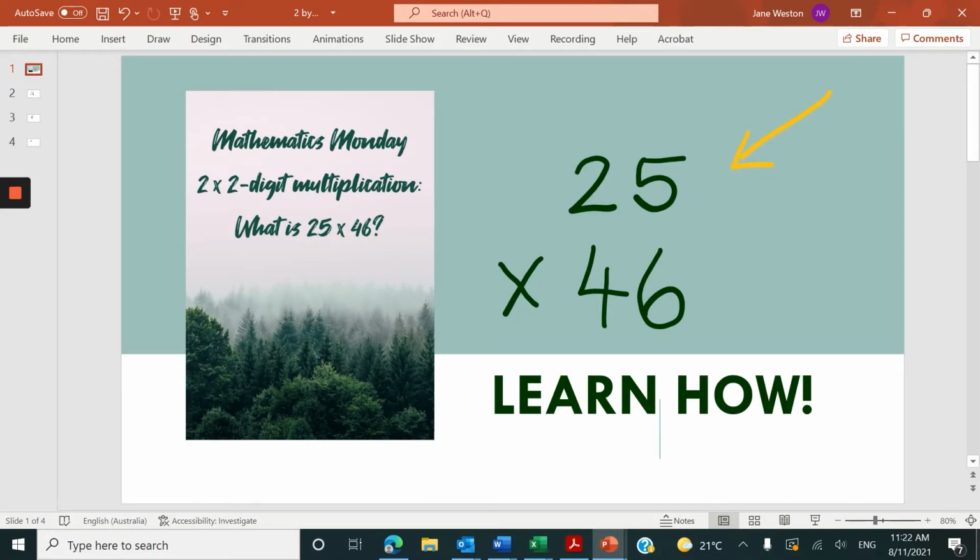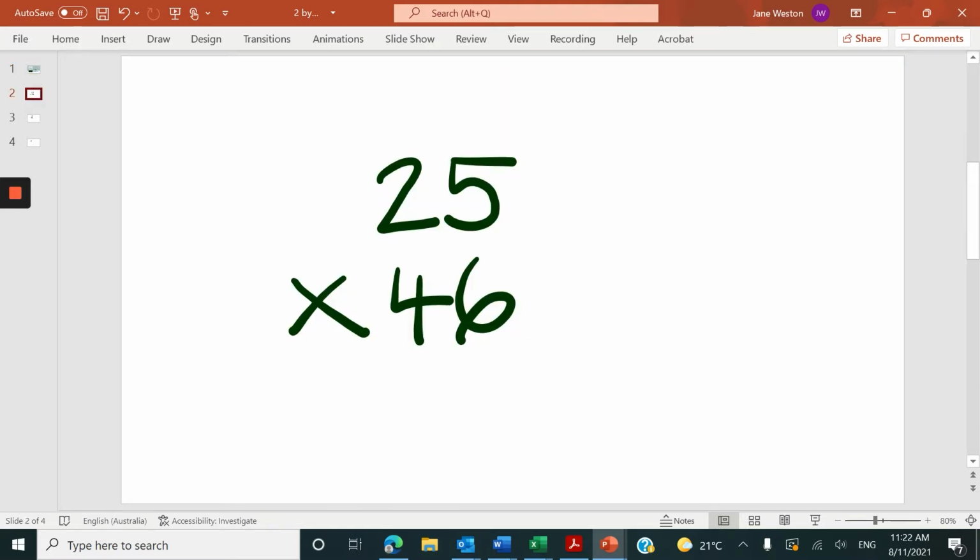Okay, let's get started. You'll notice that my face isn't on the video today because I really want you to be focusing on what I'm writing on the screen. So here's our problem, 25 times 46. And one of the very first things I would suggest that students do with any kind of problem that they're solving in maths is to make an estimate. Okay, so I'll just write that word up here. So we're going to estimate what would a reasonable answer look like.